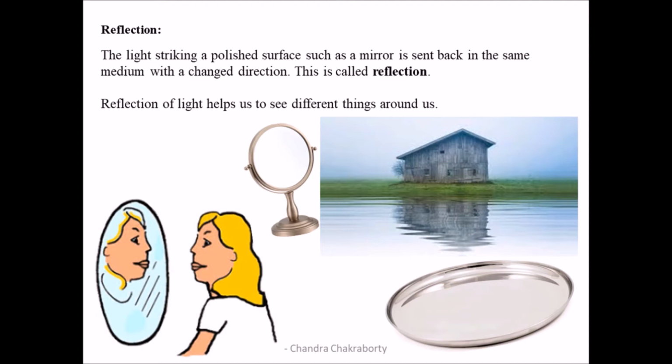In the second example, I have given an image of a mirror. In the third example, I have given an image of a plate. It is not always necessary that the reflecting surface has to be a mirror. It can be any surface that can reflect the light falling on it. Here it's a polished metallic surface. It has the capability to reflect the light falling on it, so it's a reflecting surface. Now, in the fourth example, there's a house, there's water in front of the house, and we can see the reflection of the house in water. So water is also a reflecting surface.